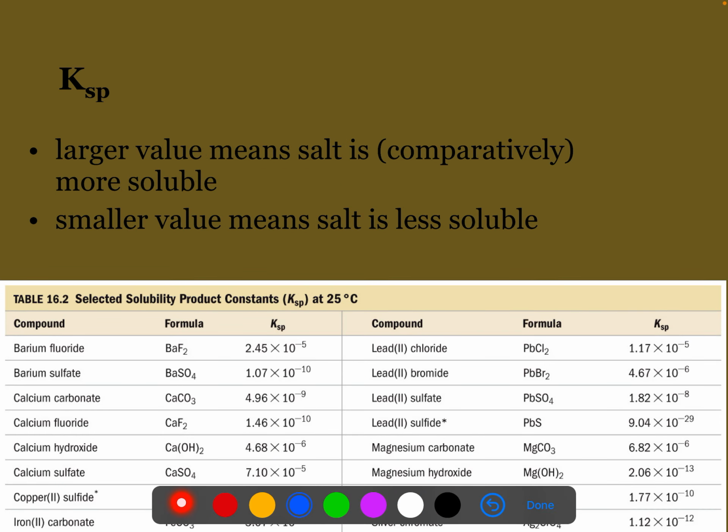So like we said, the larger value, the one closer to 1, is comparatively more soluble than another KSP value that is further away from 1. So here are just some common insoluble salts, and you can see their relative KSP values. So something like the lead 2 sulfide with its 10 to the negative 29th is much less soluble than something like lead 2 chloride that is 10 to the negative 5th. So we can actually compare these to each other.